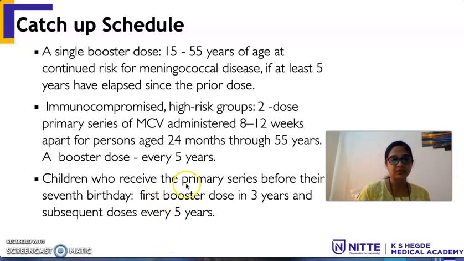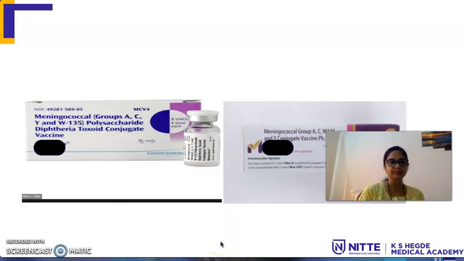For children who are immunocompromised and in the high-risk group, a 2-dose primary series of MCV is administered 8 to 12 weeks apart for persons aged 24 months through 55 years. A booster dose every 5 years is required. For those who have received the primary series before their 7th birthday, 1 booster in 3 years, and subsequently every 5 years, is followed. So these are the vaccines available with us. As I mentioned, it is tetravalent, that is group A, C, Y and W135, as polysaccharide.